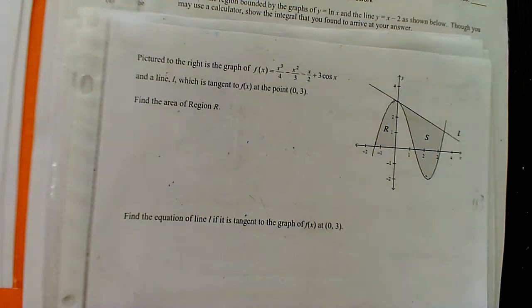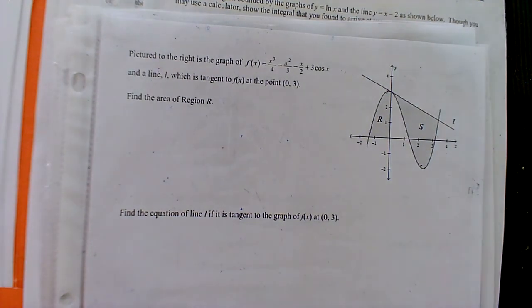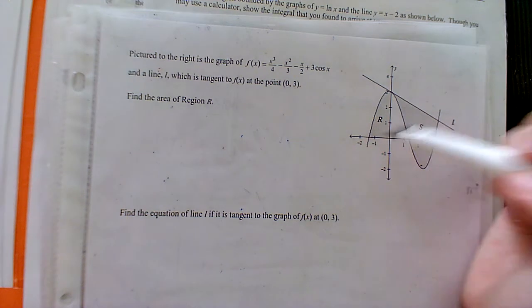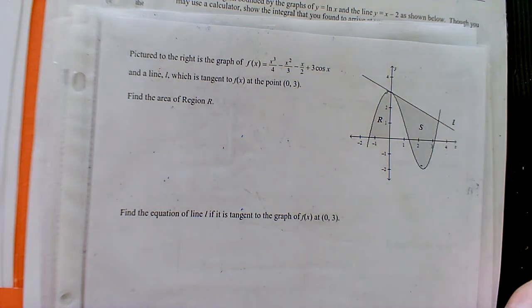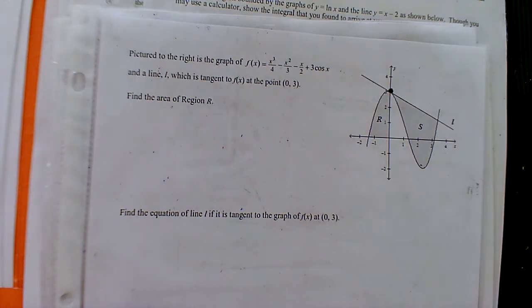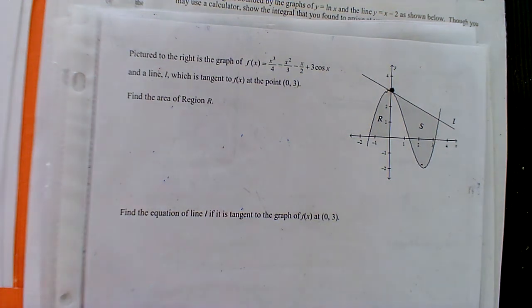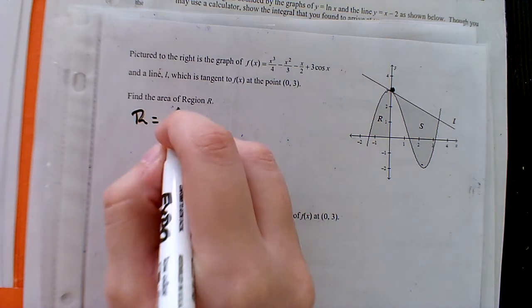Let's try another one. I think we're on a roll. All right, the picture to the right is the graph of f of x, a kind of crazy looking equation. That's the curvy graph. And line L, which is tangent, aka only touching once, at the point 0, 3. So somewhere right there. Our first thing we want to do is find the area of region R.